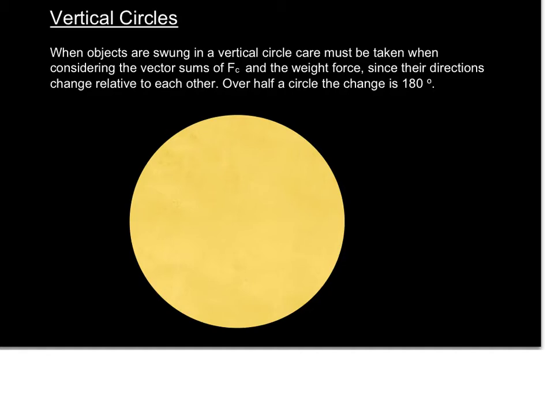Okay, we're looking at vertical circles now. For an object that's swung in a circle vertically, you have to be careful about the vector sums of Fc and the weight force when you're trying to work out things like the tension force. If we consider this point at the bottom here, we know that if it's a string holding a mass that's being swung vertically, the tension force at this point must be straight up, and the weight force, of course, is straight down.